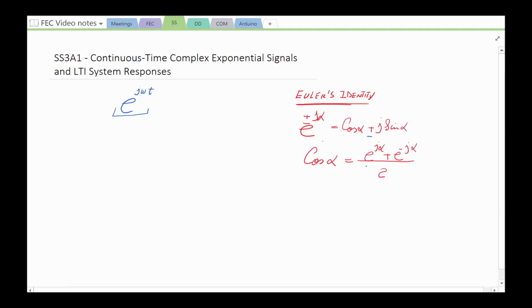Because if you look at this, this will be cosine plus j sine. This will be cosine minus j sine. So the sines cancel each other out, and you end up with 2 cosine divided by 2. You've got a cosine. You can also, if you like, write the sine. So sine of alpha would be, if I subtract, just the same as the equation there, e to the j alpha minus e to the minus j alpha, but this time I have to divide by 2j.